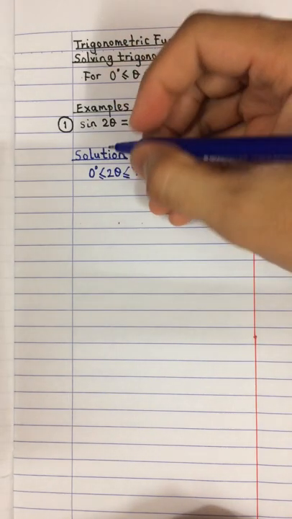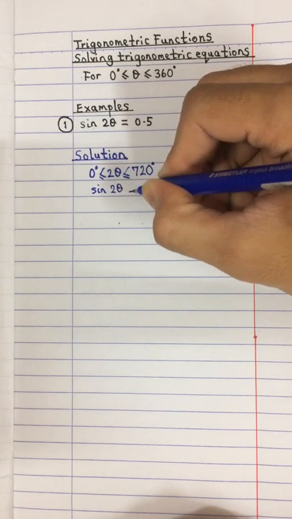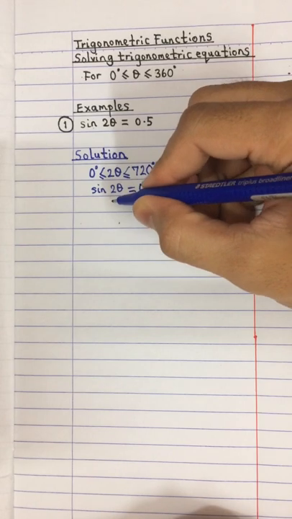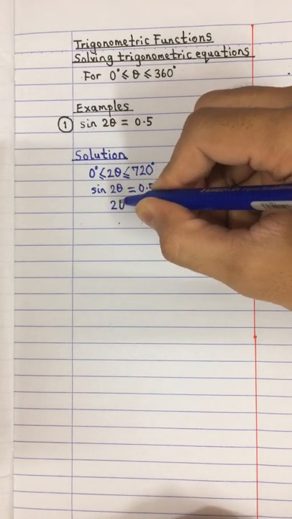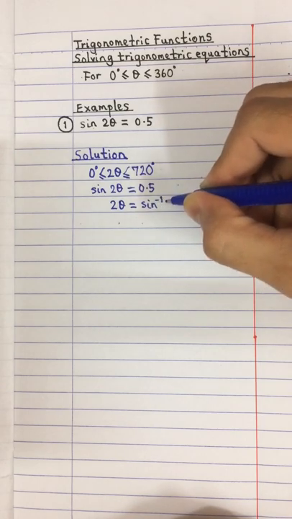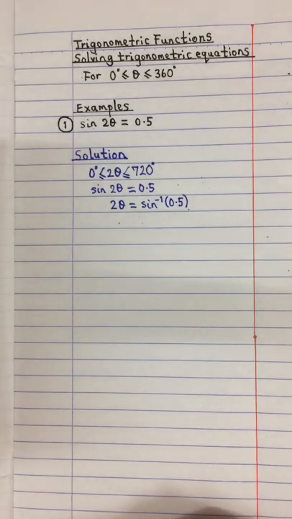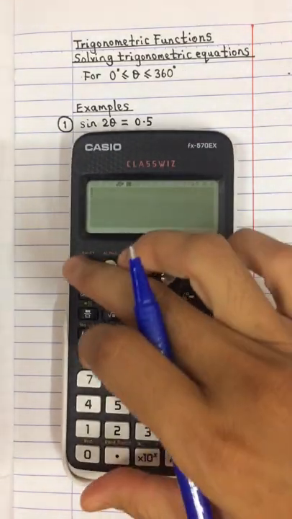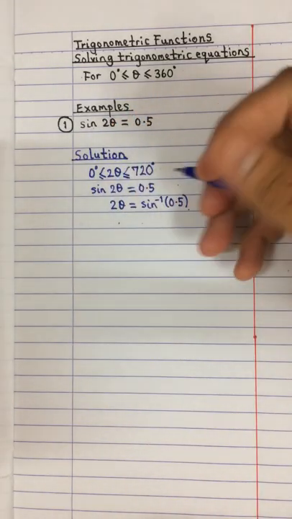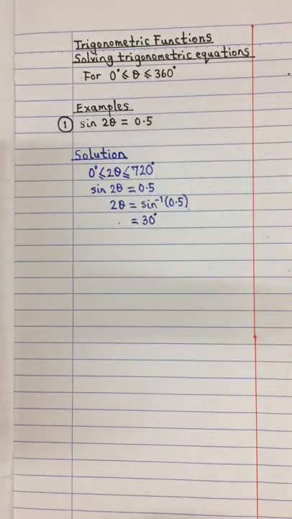Next, if you write sine 2 theta equals 0.5, you have to bring sine over to the other side. So you would have 2 theta equals shift sine, so sine negative 1 of 0.5. You simply take your calculator and press shift sine 0.5, which gives you 30 degree. So 30 degree is the basic angle of your value, but there are a few more angles that you need to find.